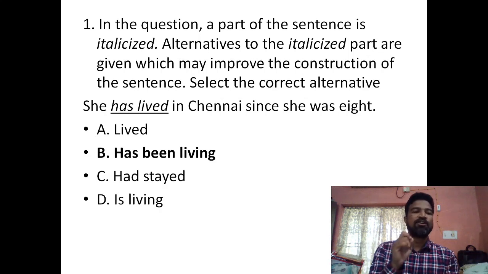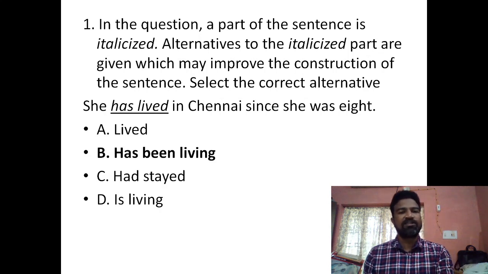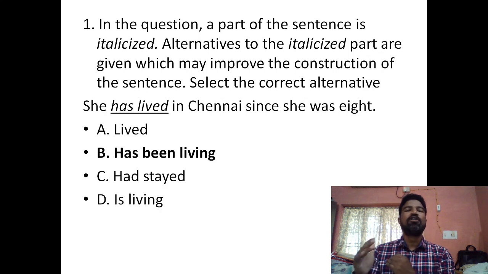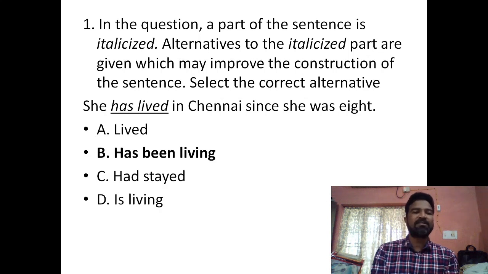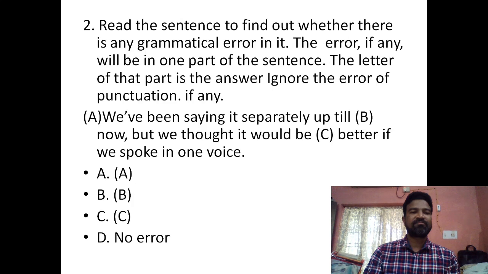So it means she has been living in Chennai since she was 8. At the age of 8, she went to Chennai, and from then onwards she started living there. Even to this day, she is still continuing to live in Chennai. That's what it means. So, present perfect continuous tense. She has been living in Chennai since she was 8. Moving on to the next question.